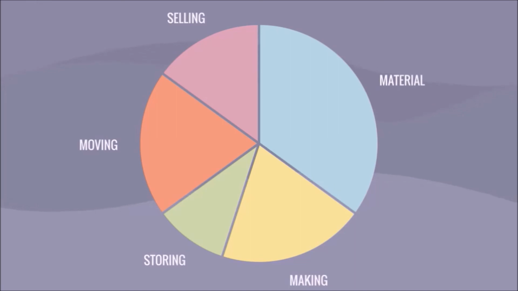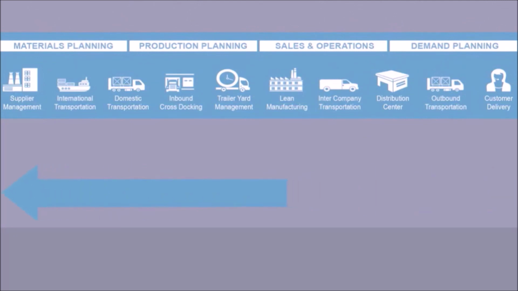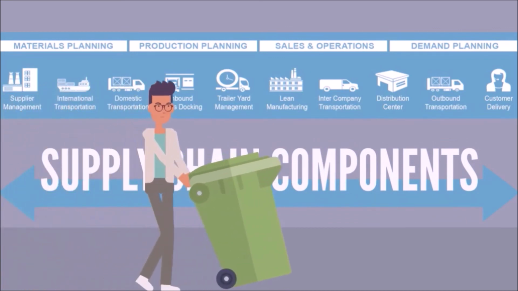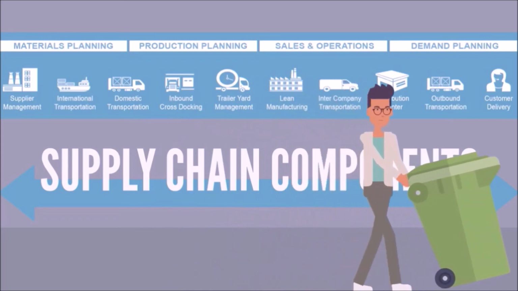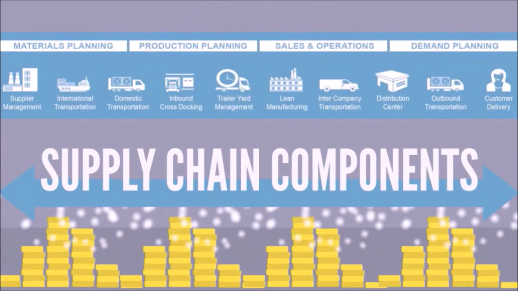It's the culmination of buying, making, storing, moving, servicing, and selling, which are essentially the components of a supply chain. The good news is that by focusing on improving supply chain processes and removing waste, you can reduce these hidden costs, adding more to your bottom line.